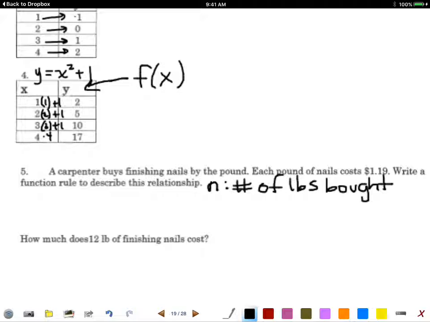And then C of N is going to be the cost in terms of the number of pounds bought, meaning the cost depends on the number of pounds bought. So let's start with C of N. The cost in terms of the number of pounds purchased would be, how would I write that?